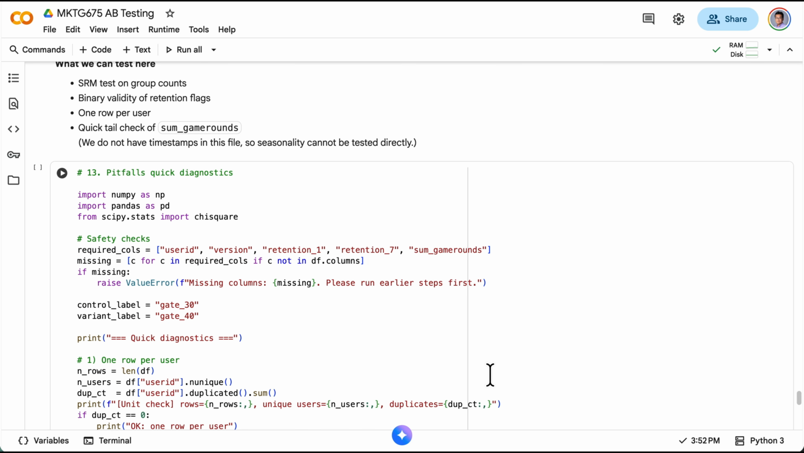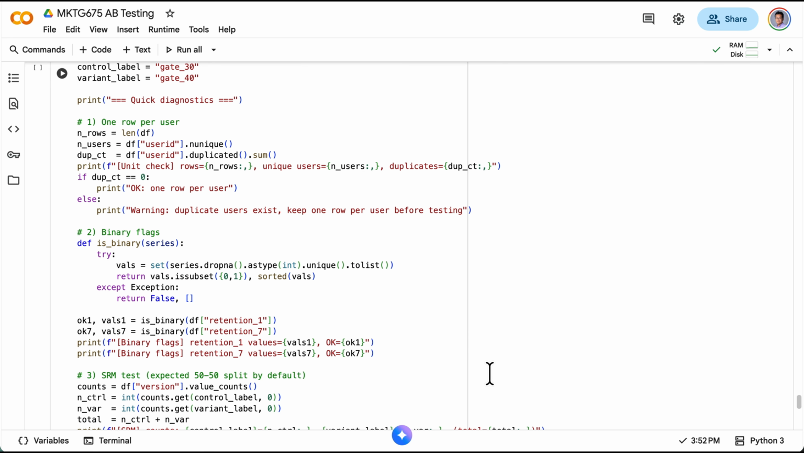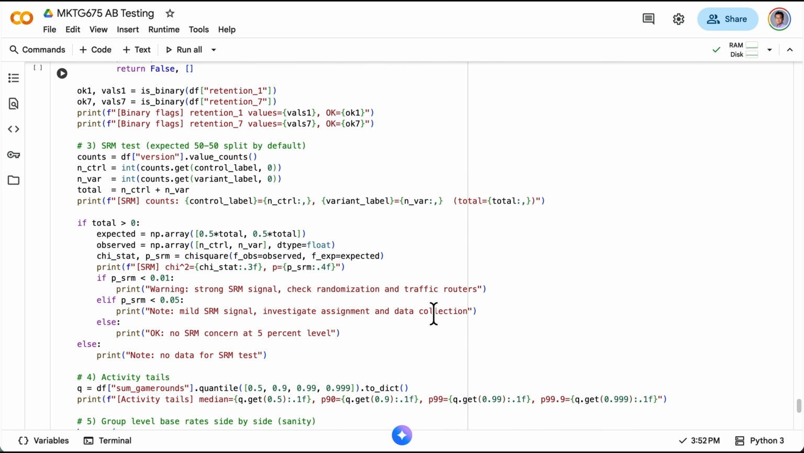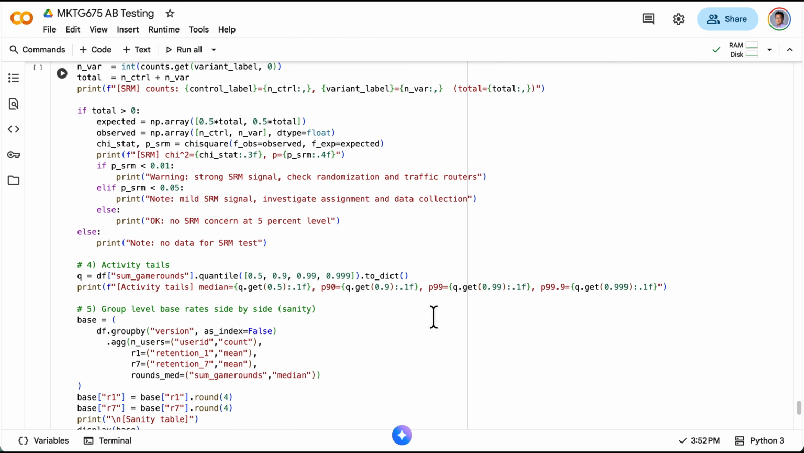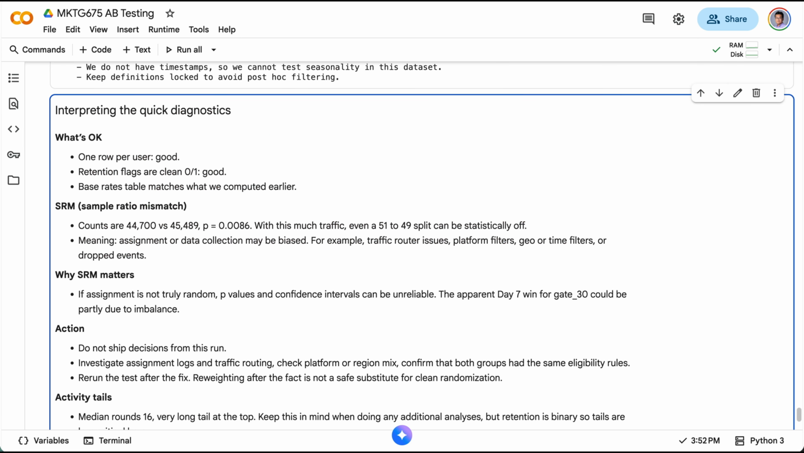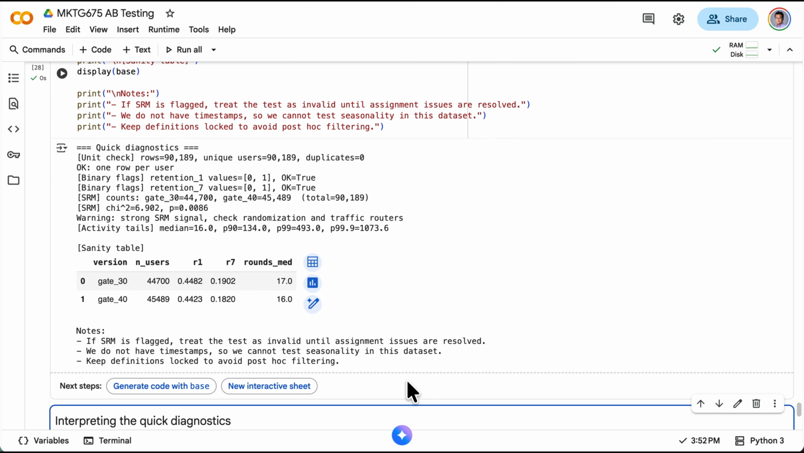Finally, we run a quick diagnostics block to check for common pitfalls. First, the unit check confirms 90,189 rows and the same number of unique user IDs with 0 duplicates. That means we truly have 1 row per user and our unit is consistent. Second, the binary flag check reports that retention 1 and retention 7 only take values 0 and 1, which is exactly what we want for proportion tests.